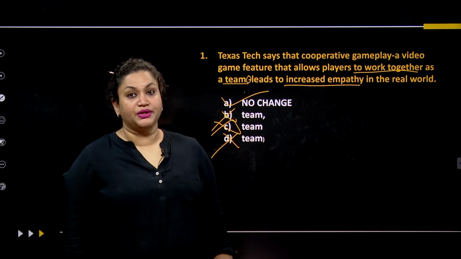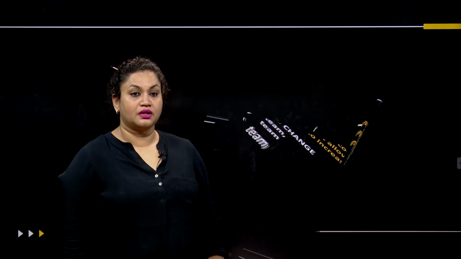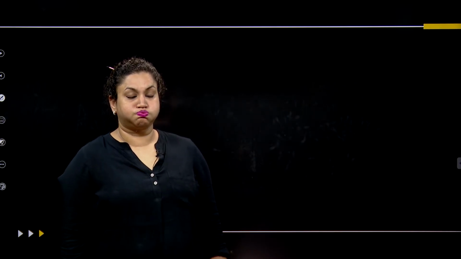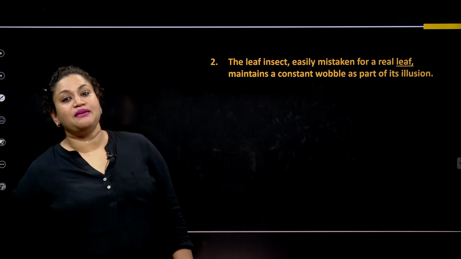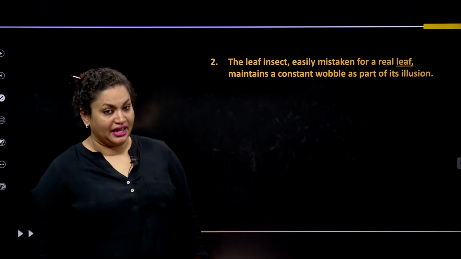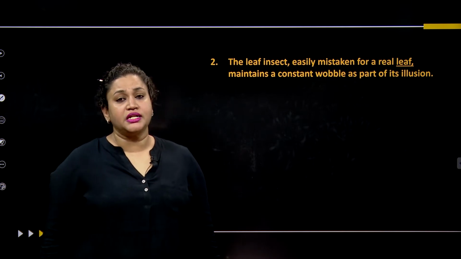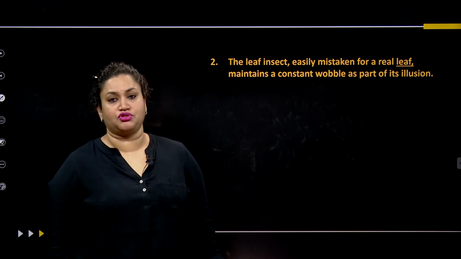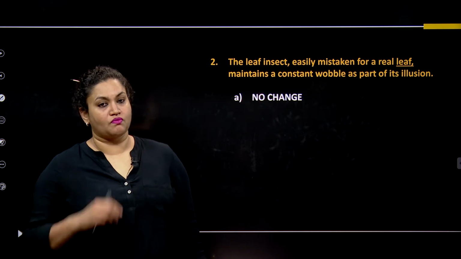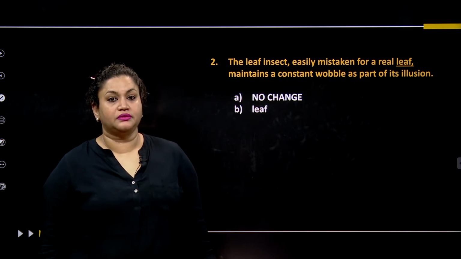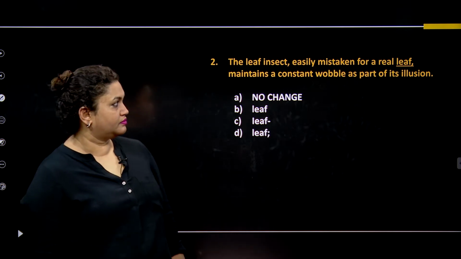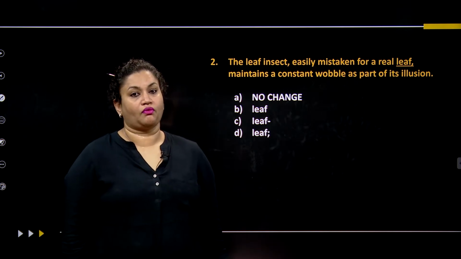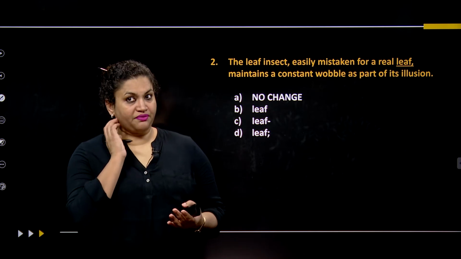Okay, let's go to the next question. The leaf insect, easily mistaken for a real leaf, maintains a constant wobble as part of its illusion. Options. You have 30 seconds to go.